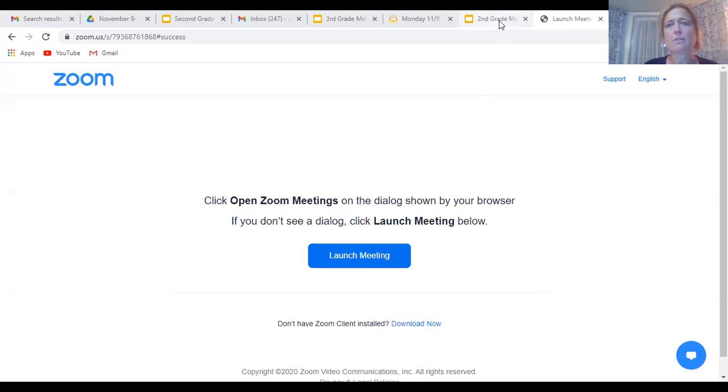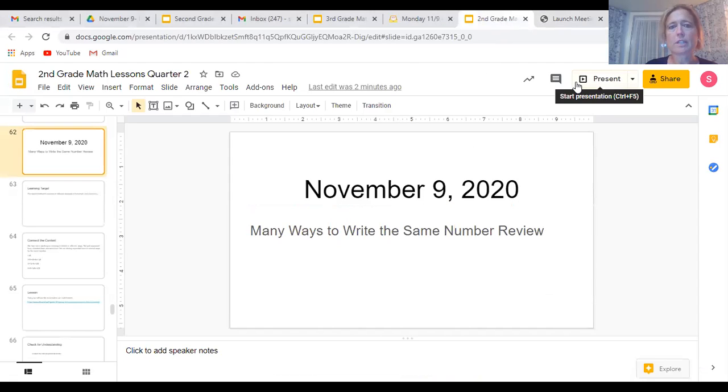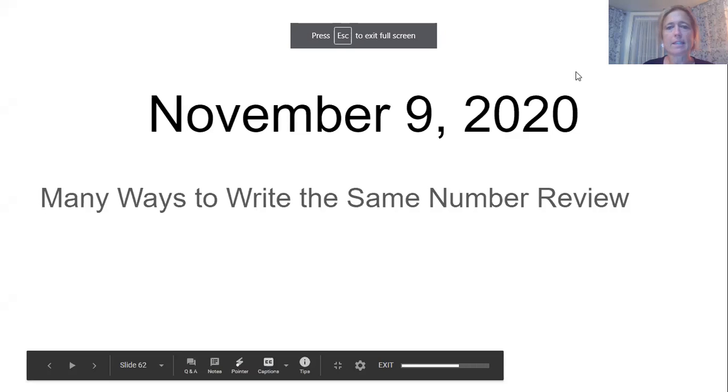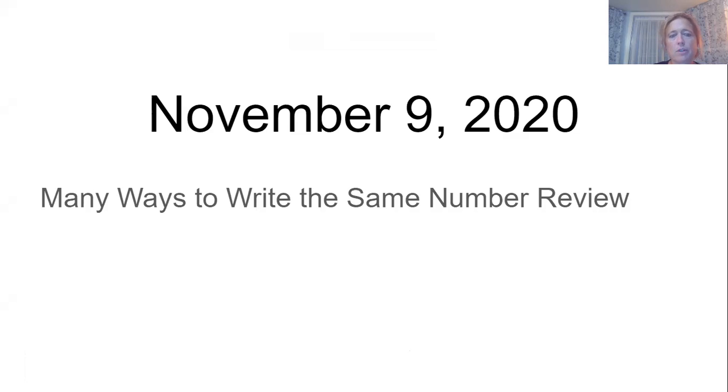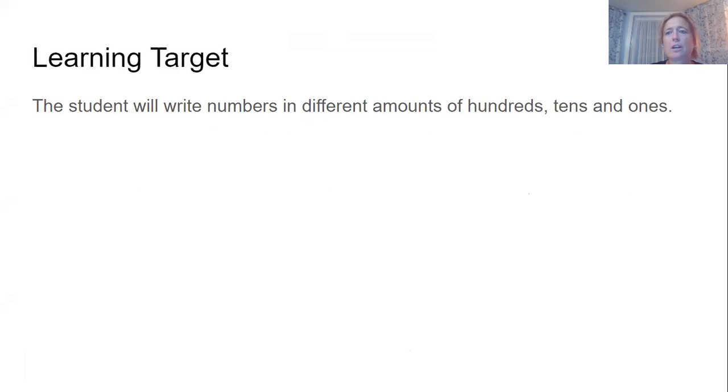Okay, so I did notice that a few of us had some issues last week with the many ways to write the same number. So I did want to go over that again today. Today is November 9th, and we are going to be reviewing many ways to write the same number. Our learning target today is the student will write numbers in different amounts of hundreds, tens, and ones.